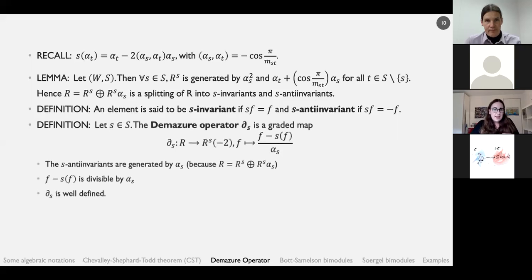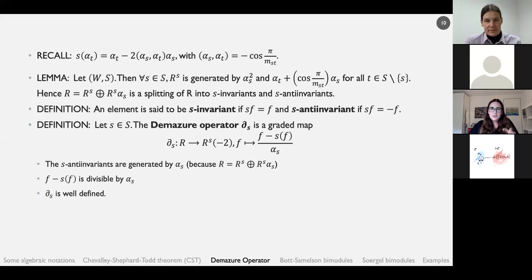So now let s be an element of S. Then the Demazure operator ∂_s is a graded map from R to R^s with a shifting grading by -2, which sends f to (f - s(f)) divided by α_s.